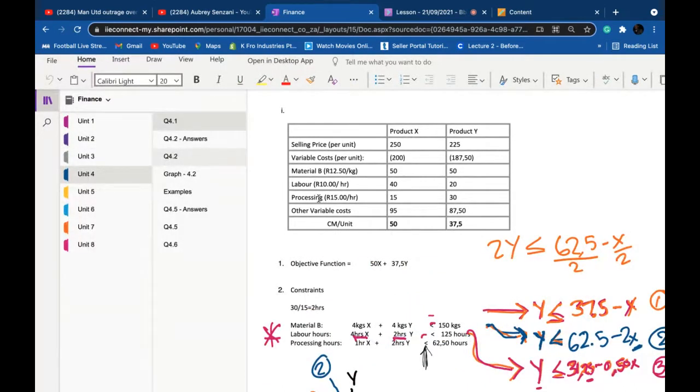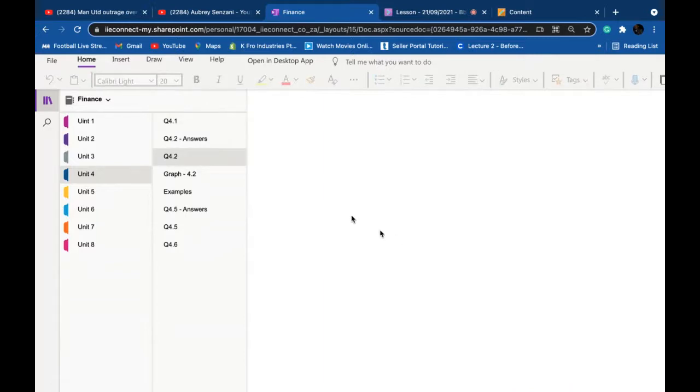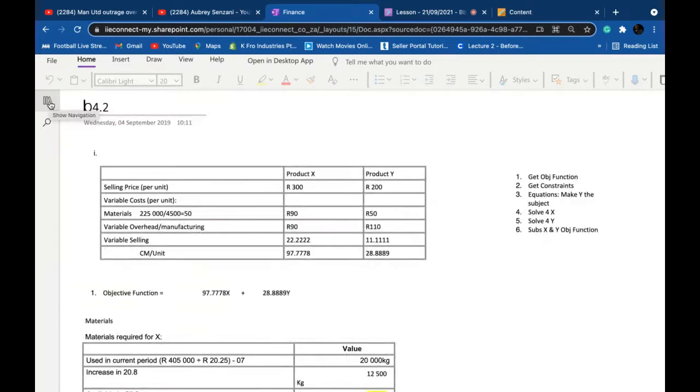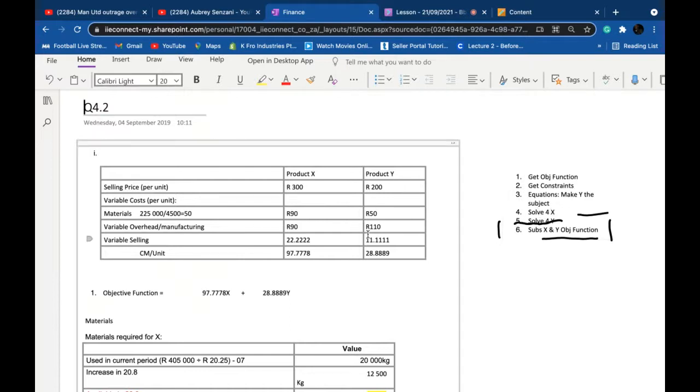You'll find 4.2 is the same thing, it's just a different exercise. Let's see what they're saying over here. Okay, so 4.2, you can see I've done the same steps on the side there, because I'll be going through this with students. So we found the contribution, now we can do the objective function. So we finished number 1. Let's go now to the constraints.